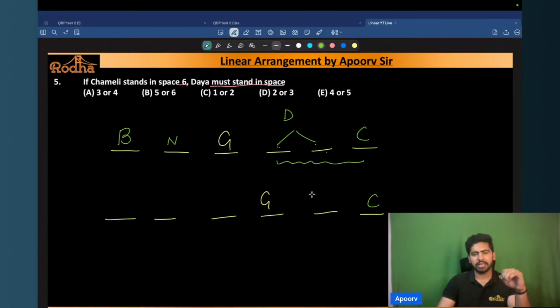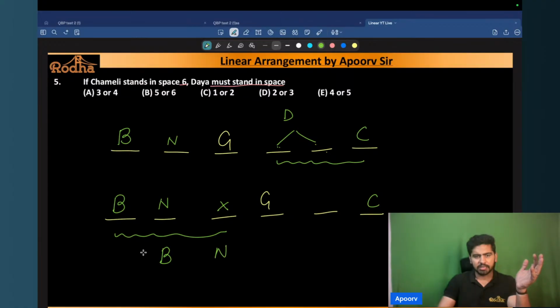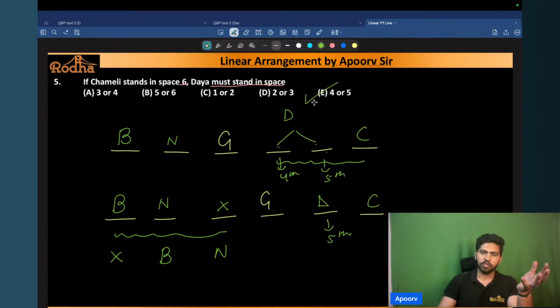Now in the second case, I know that 1 among 1 to 3 is empty, right? And B and N have to appear together. So what are the possibilities here? If B and N occupy the first two places, then this is empty. If B and N occupy the second and third place, then this is empty. But in either of the cases, D will always appear at the fifth place here, right? So D can appear at the fifth place in the second case. In the first case, either at the fourth place or at the fifth place. So if you combine both the cases here, D must stand in space either 4 or 5. So that is my correct answer.